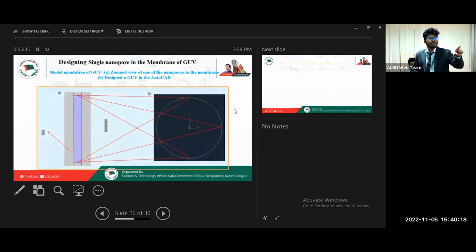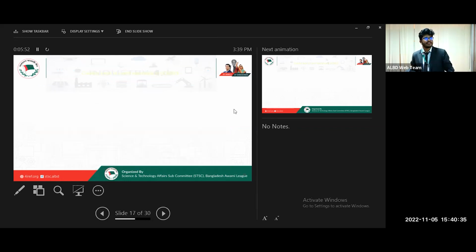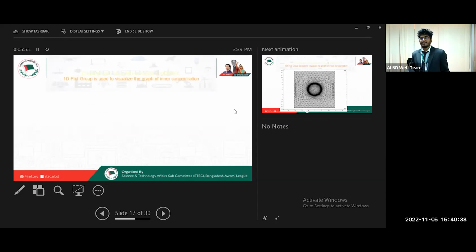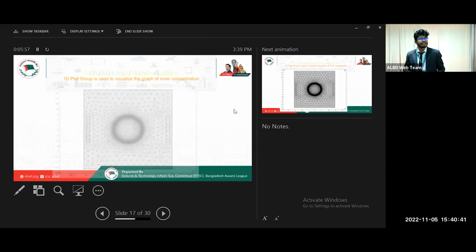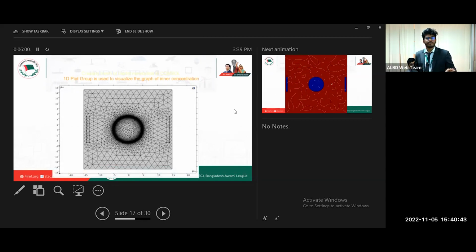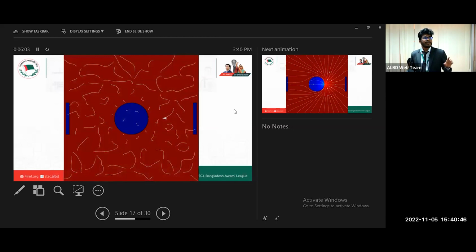This is the zoomed image of the giant unilamellar vesicle, and the bar on the right is the nanopore of the giant unilamellar vesicle, and this is the membrane. This is the outer side and this is the inner side. Now, if we run the experiment, this type of mesh will appear in COMSOL Multiphysics. At time 0 seconds, the concentration on the inner side is 0, that's why it's blue, and the concentration outside the cell is 1.